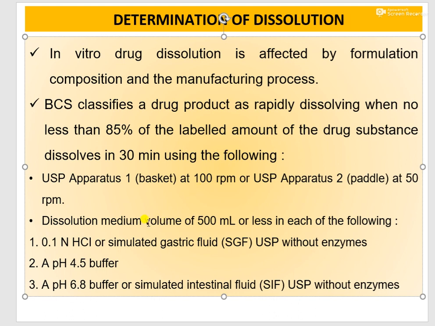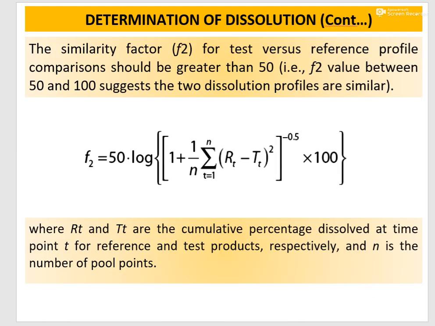Now dissolution medium volume can be 500 ml or less, and you can use 3 types of dissolution medium. Number 1, 0.1 normal HCl or simulated gastric fluid USP without enzyme. Number 2, pH 4.5 buffer, and number 3, pH 6.8 buffer or simulated intestinal fluid USP without enzyme.